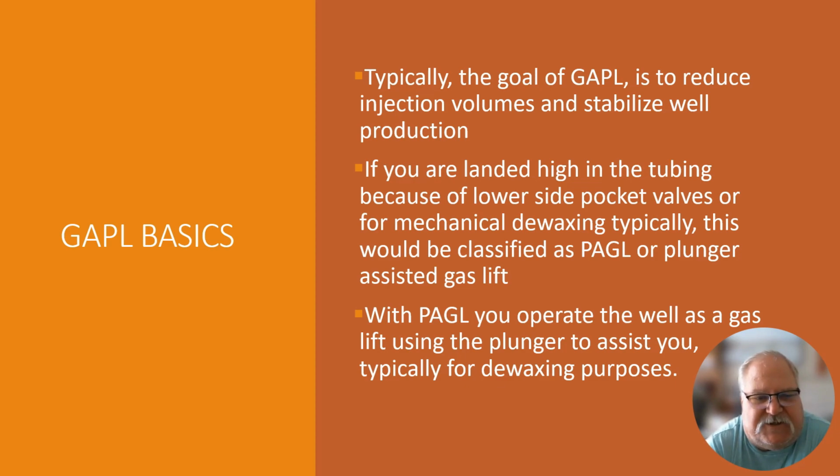If you are landed high in the tubing, because the lower, let's say you got 2 or 3 side pockets down lower, and you were just using plunger for mechanical dewaxing, this would again be classified as a PAGL, or plunger assisted gas lift, because now you still got to operate that well like a gas lift. You have to inject enough gas to get the liquid from where you're injecting up to the plunger. That may be at critical rate or above critical rate, or slightly above. Where Gapple, we can go below critical rate and still lift as much fluid. Again, with PAGL, you operate the well as a gas lift using plunger to assist you, typically for dewaxing purposes, might be one example.